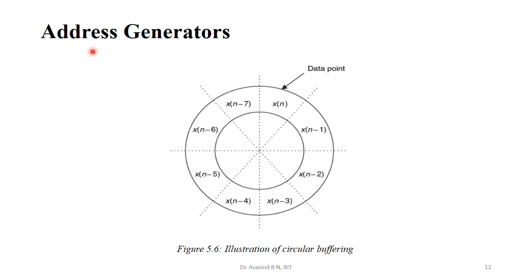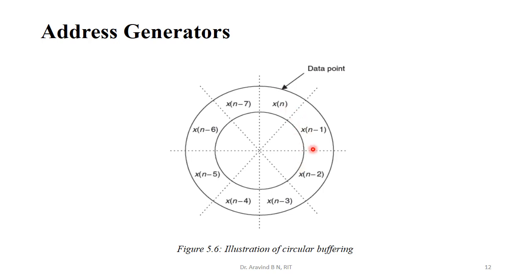Now let us get into the address generators. Most of the digital signal processors implement the circular buffering concept. Circular buffering in the sense, for example, let us consider x of n is the data, then x of n minus 1, n minus 2, and so on, then x of n minus 7 we are going to have, then after it will come back to this location. That means location wise it is always circular in nature. So it is going to operate on a first in first out basis.